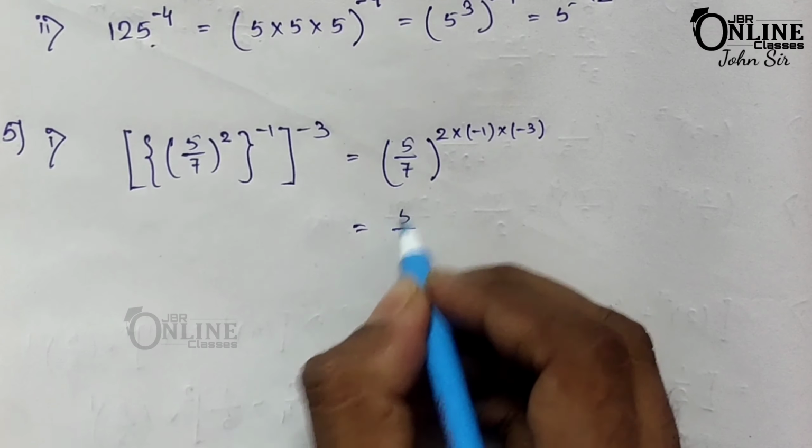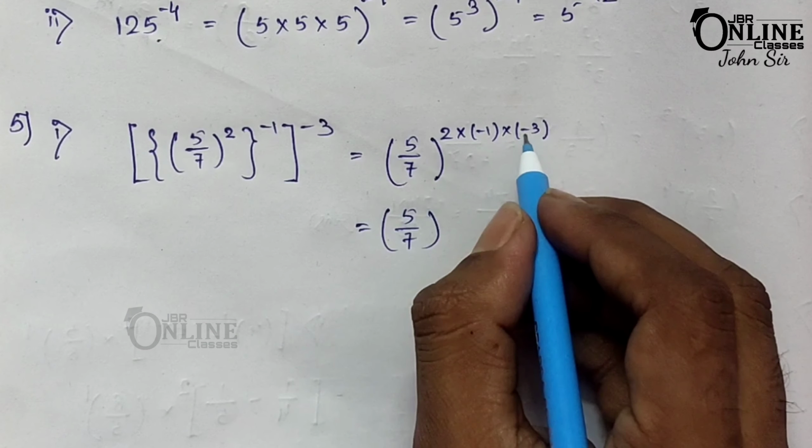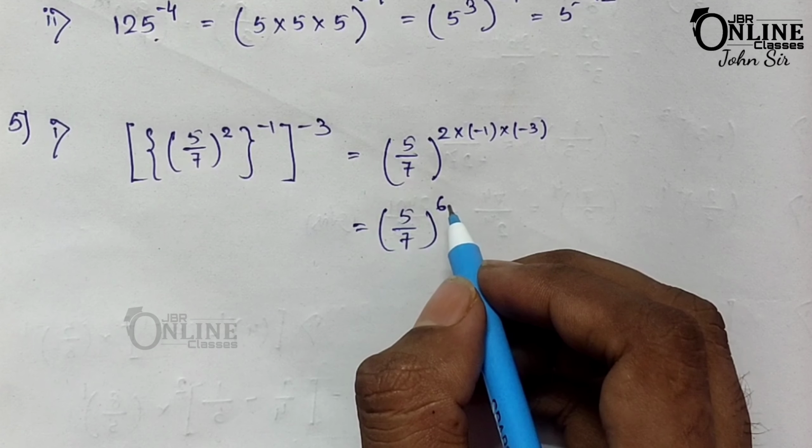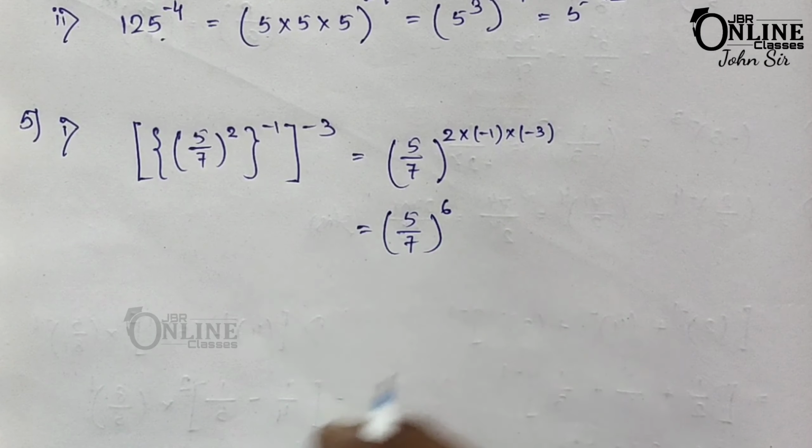So here 5 by 7. Now minus into minus plus, so 3 into 2 is 6. So 5 by 7 whole to the power 6. So that is the answer.